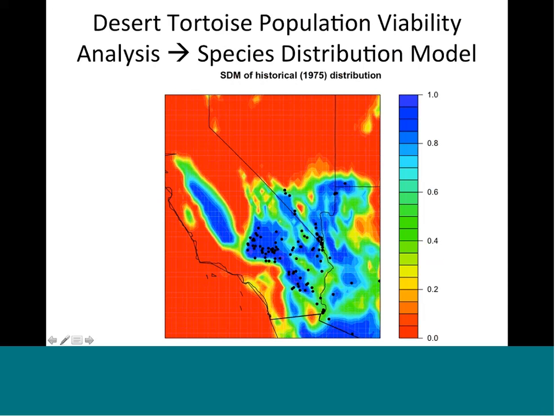These are museum records for gopher Sagazizii, and this shows you in blue the high occupancy. It predicts that we should see gopher Sagazizii in the Central Valley, and there were actually fossils of gopher Sagazizii. We hypothesized that they were eaten out by Paleo-Indians out of the Central Valley, and we're now searching for Paleo-Indian sites where we can verify that.